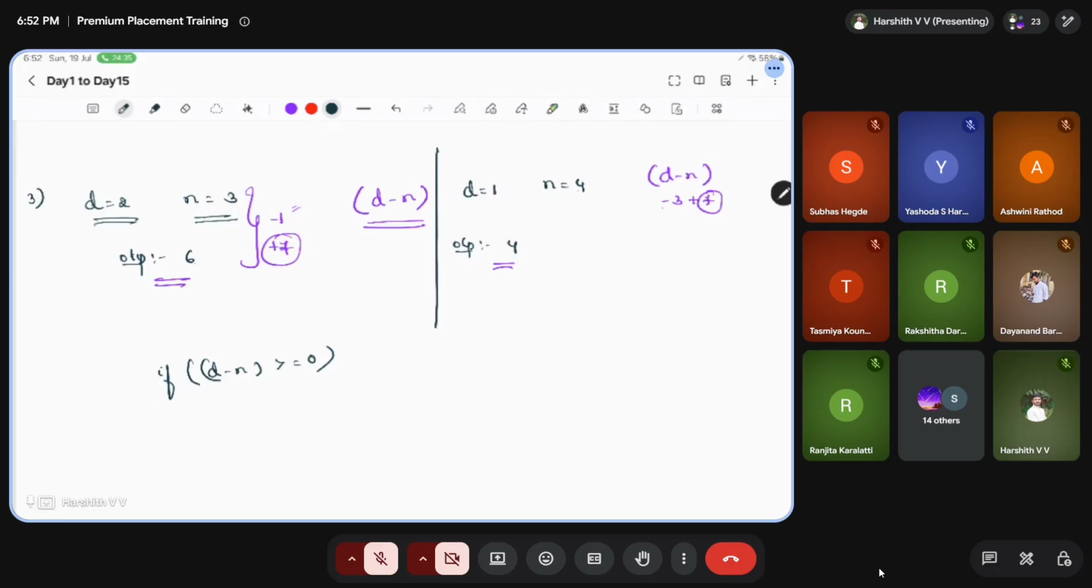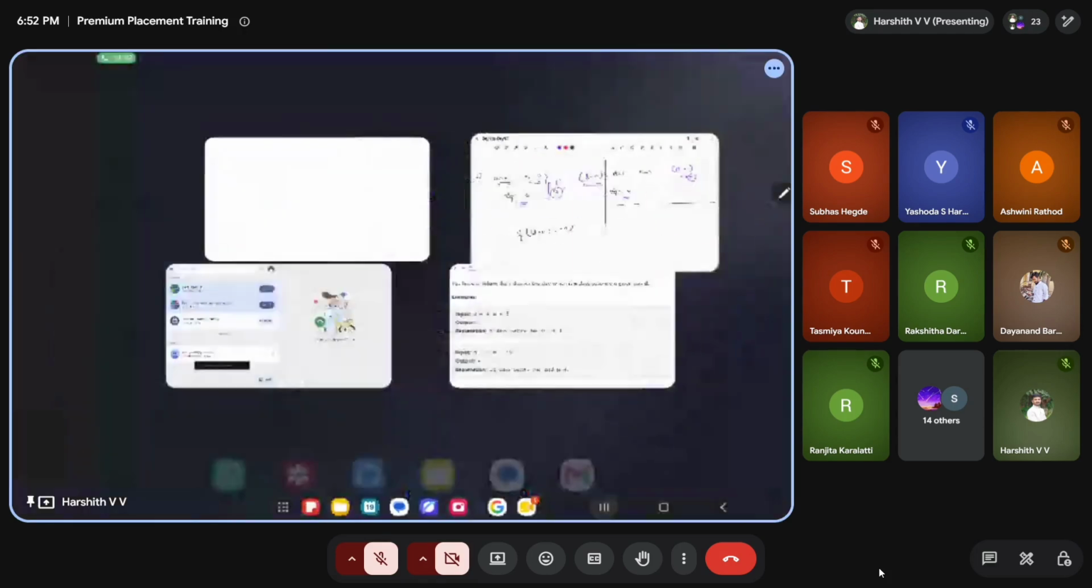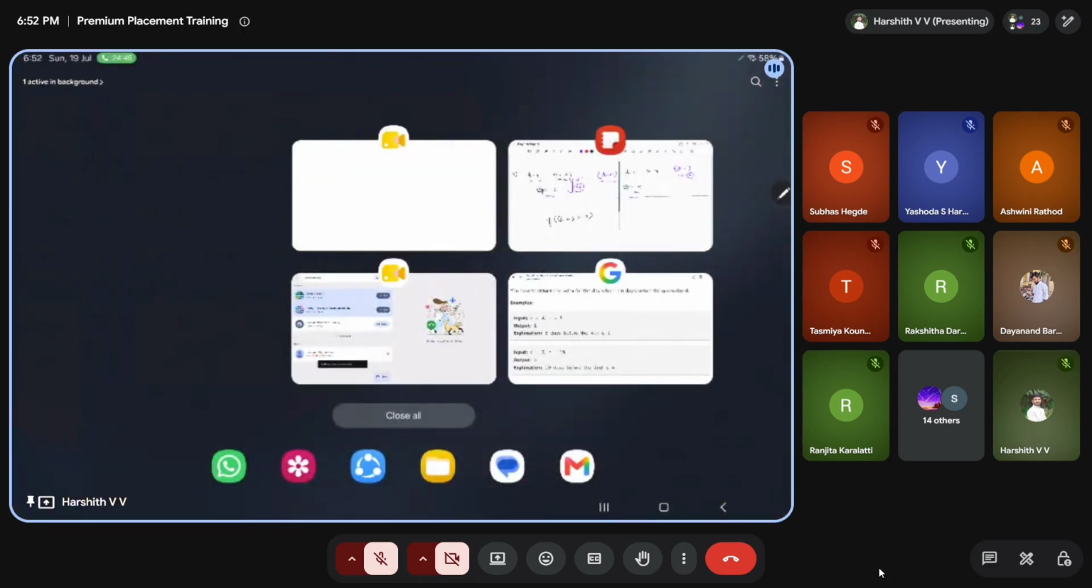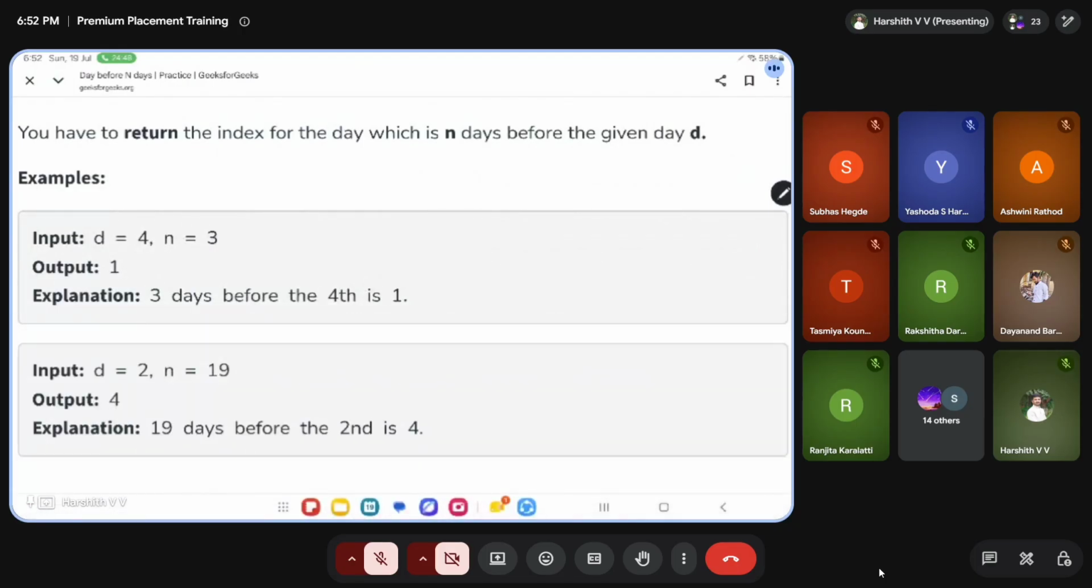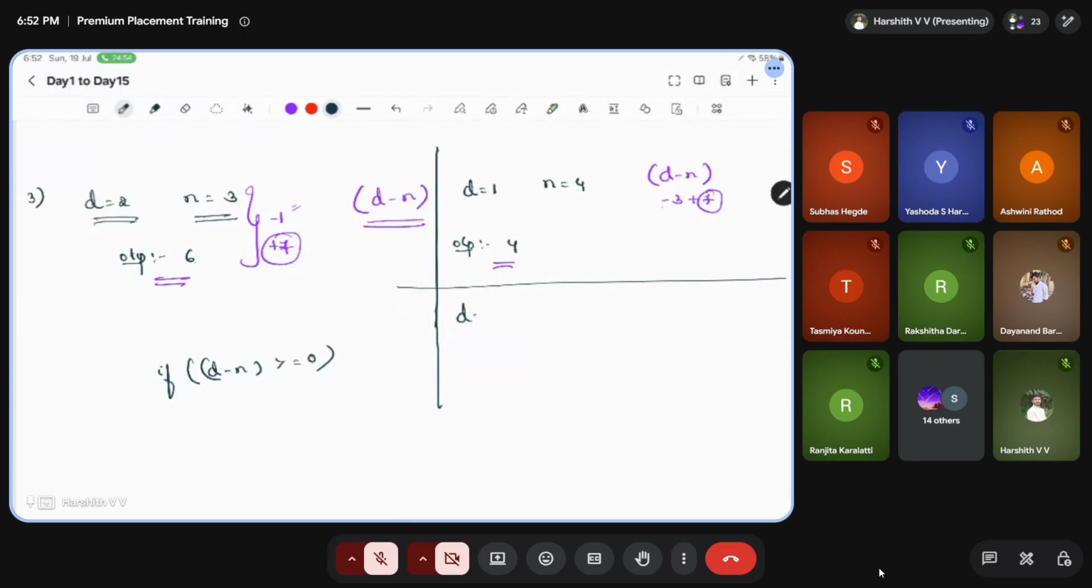Now you understood this. But there is one more problem here. The next example, the second input output which they have given: d is equal to 2, n is equal to 19. If you go with that formula, what happens? You will calculate d minus n, which is minus 17. For this minus 17, if you add 7, will it work? No, sir, it will not work.